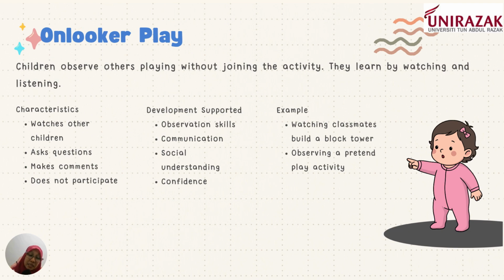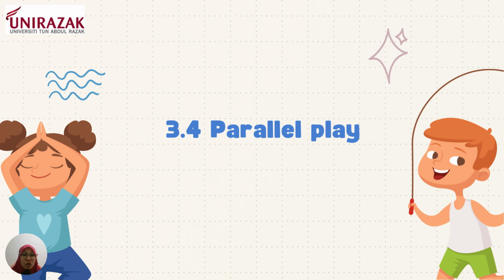By understanding this onlooker play, we'll be able to see how children start learning and understand the world around them. All of this happens just by being present and attentive. Moving on to parallel play.